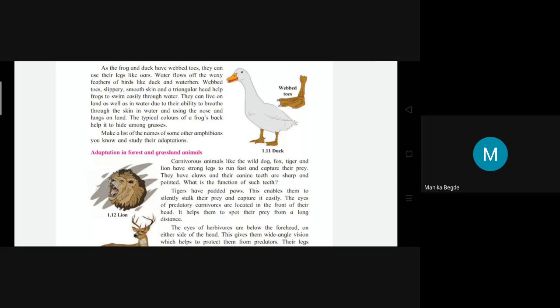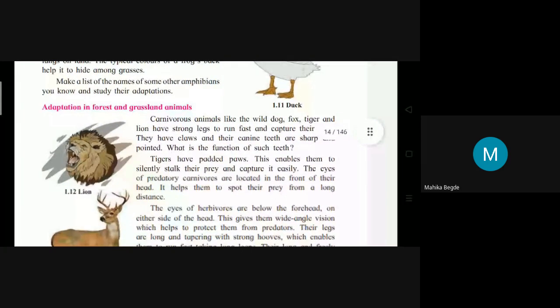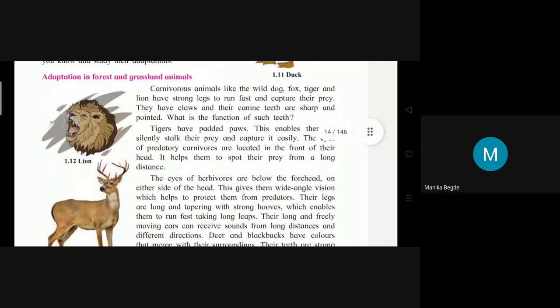Okay, let's start with adaptation in forest and grassland animals. Some carnivorous animals like wild dog, fox and tiger have very strong legs so that they can run fast and capture their prey. They have claws and their teeth are canine, sharp and pointed so that they can tear the flesh of their prey.